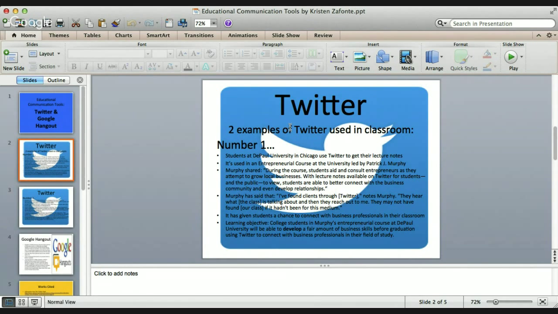And he says, during the course, students aid and consult entrepreneurs as they attempt to grow local businesses, with lecture notes available on Twitter for students and the public to view. Students are able to better connect with the business community and even develop relationships. And he said that he's even found clients through Twitter, and they hear what the class is talking about, and then they reach out to the class through their Twitter account.